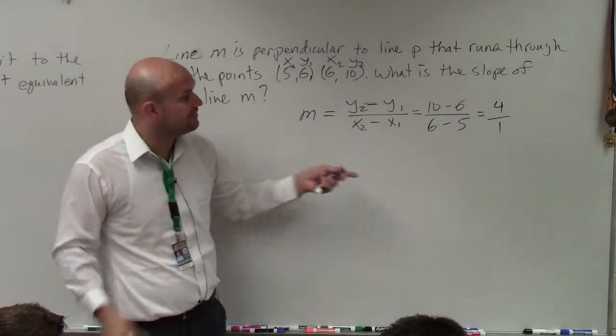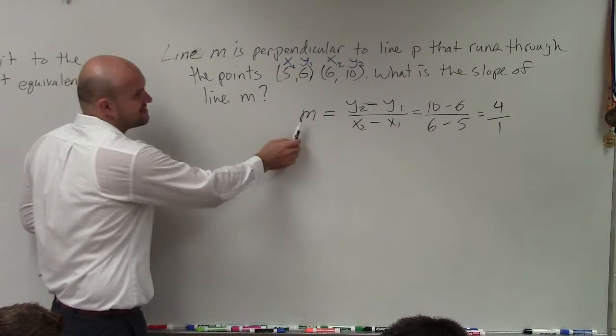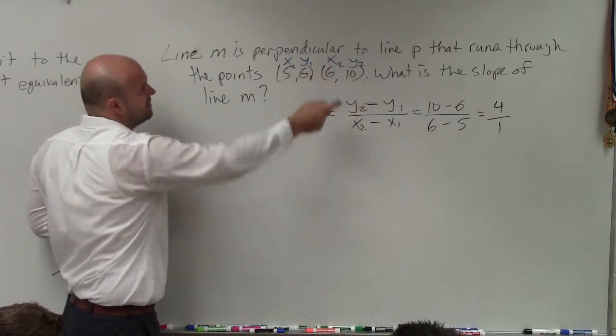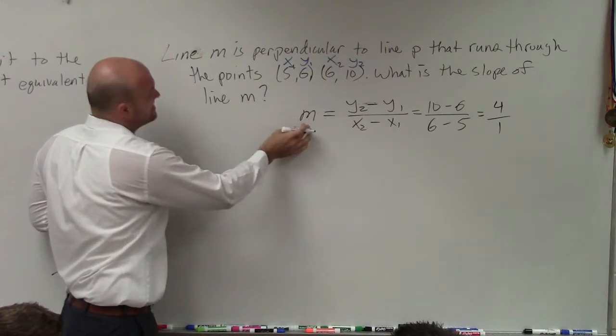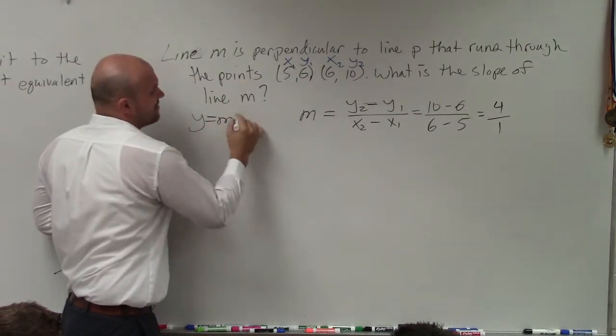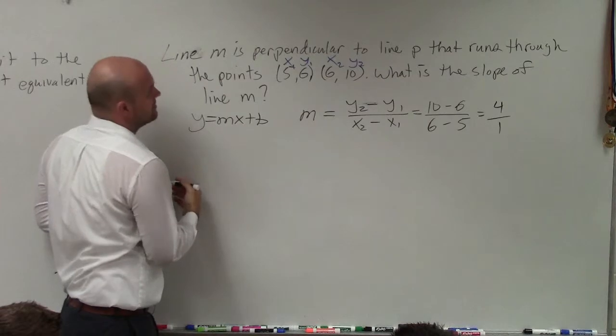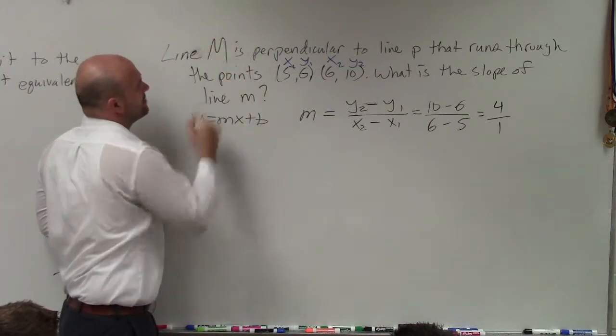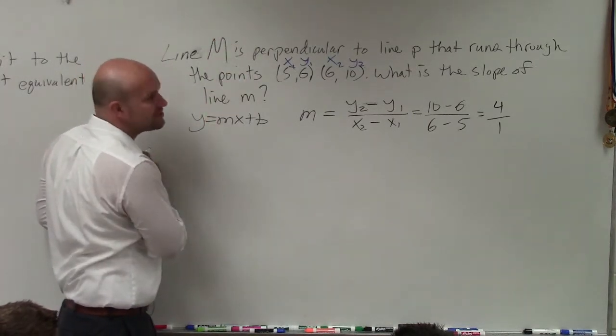But again, we're trying to figure out the slope of line M. I'm sorry, that was the slope of line P. I know this is kind of confusing because this says M and that says M. The lowercase m represents the slope in y equals mx plus b. Maybe I'll write a large M. But we need to find the slope for large M.